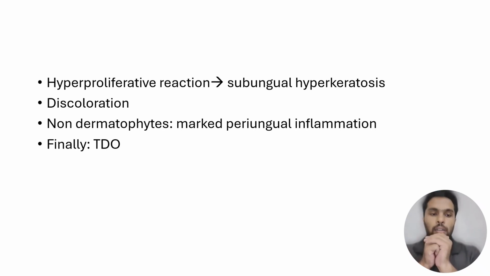And there is a hyperproliferative reaction to the fungal infection. As there is an infection, there is a hyperproliferation which causes subungual hyperkeratosis, and also there is a discoloration of the nail plate. While in non-dermatophytic infection, the difference will be there is marked periungual inflammation, similar to acute paronychia. There will be erythema, edema, tenderness over the proximal and lateral nail folds. Finally, it progresses into total dystrophic onychomycosis.